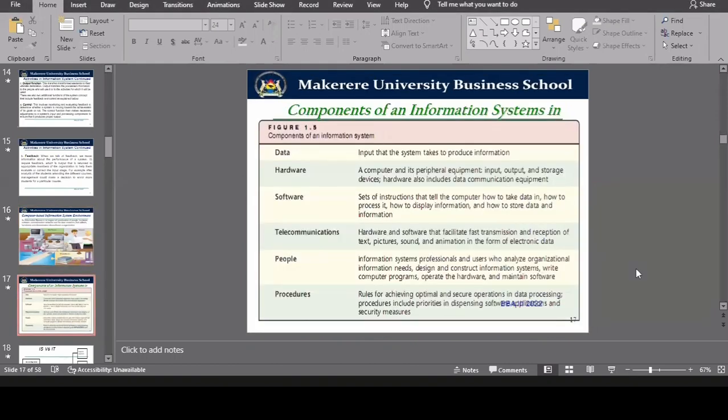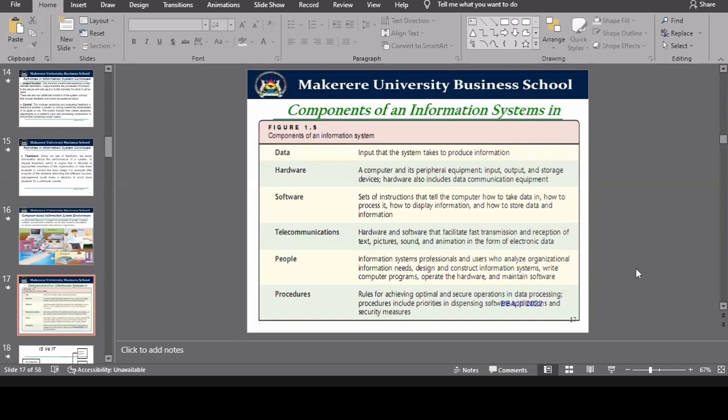We have hardware. We were looking at the components. Here we have data, which we were looking at from the perspective of being the input that the system takes to produce information. We have hardware. We know what hardware is: a computer and its peripheral equipment, input, output, and storage devices. Hardware also includes data communication equipment. Then software, a set of instructions that tells the computer how to take data in, how to process it, how to display information, and how to store data and information.